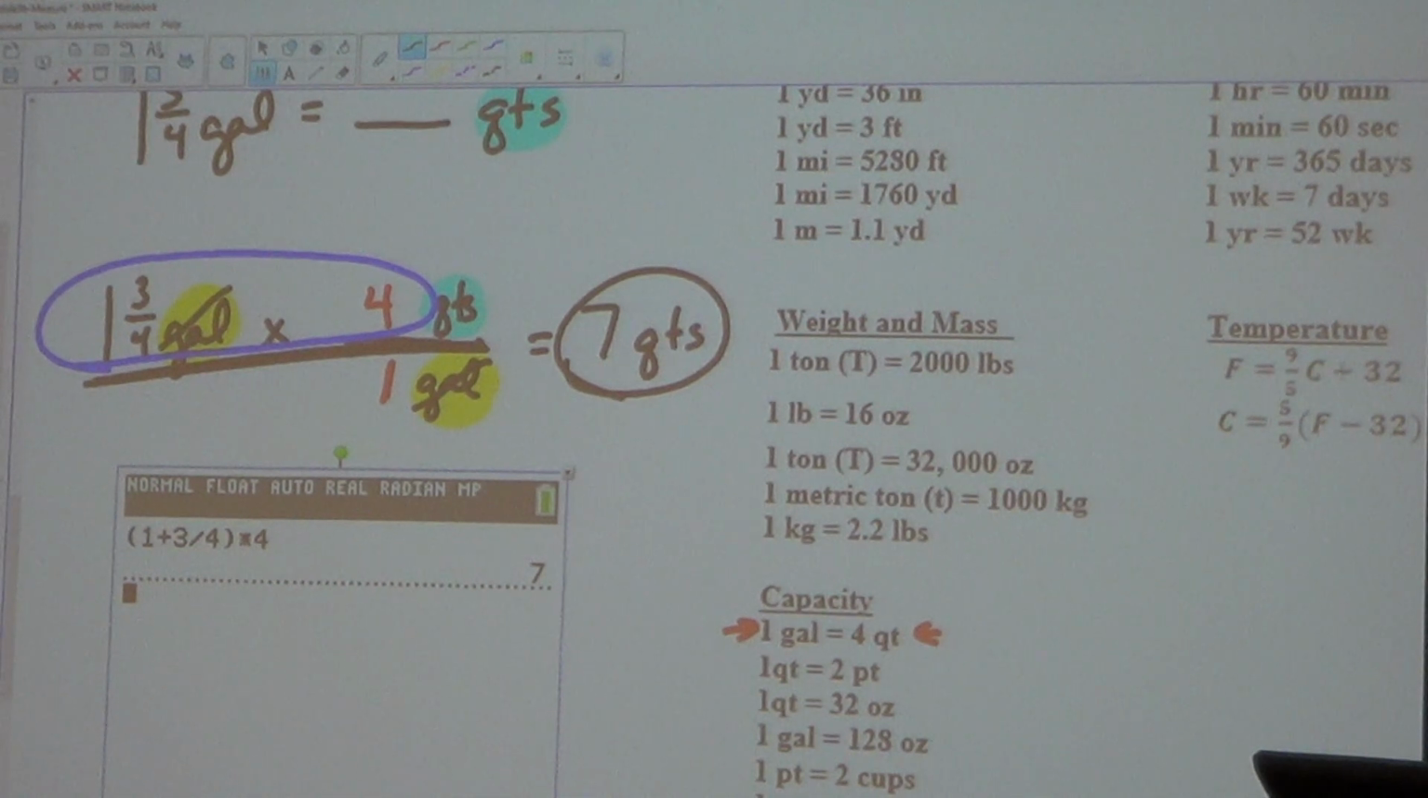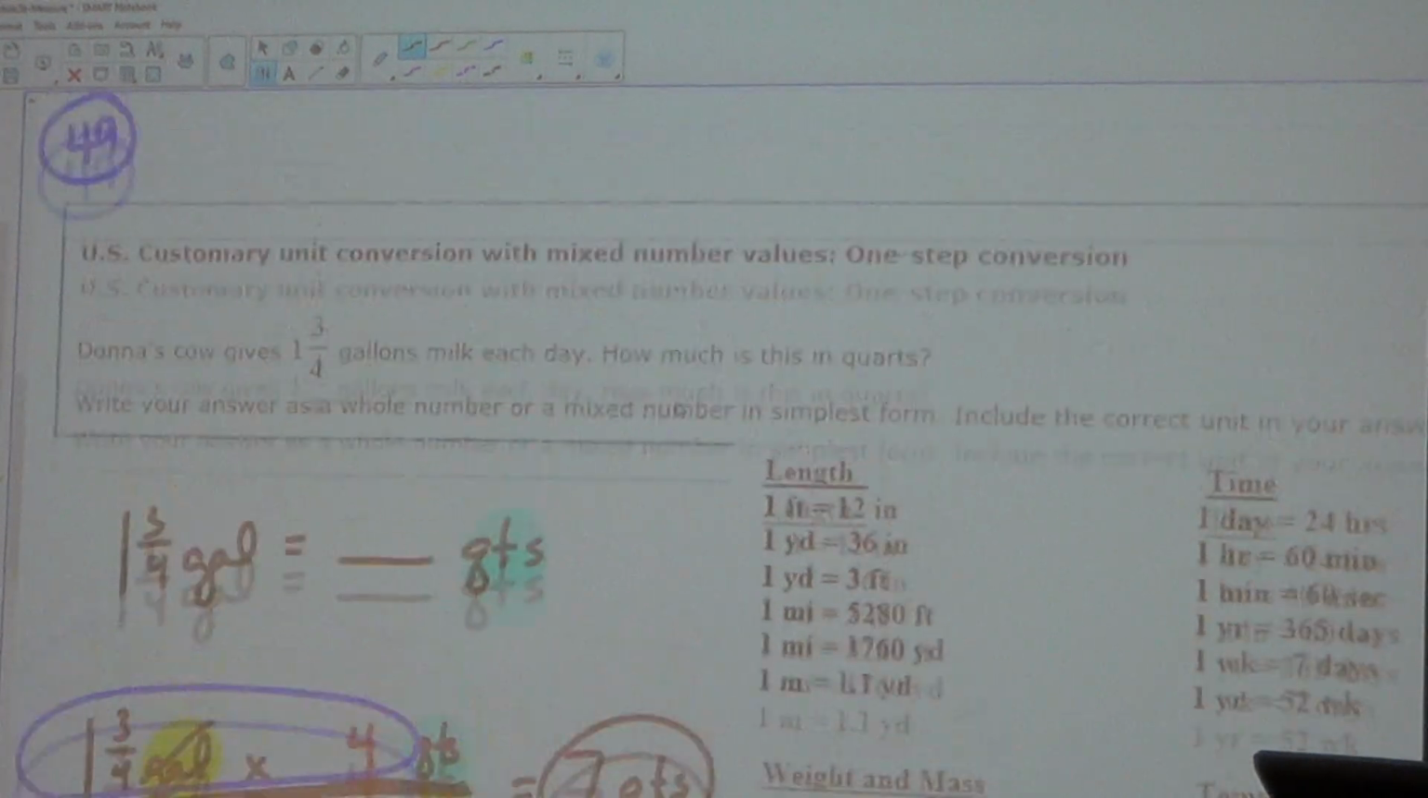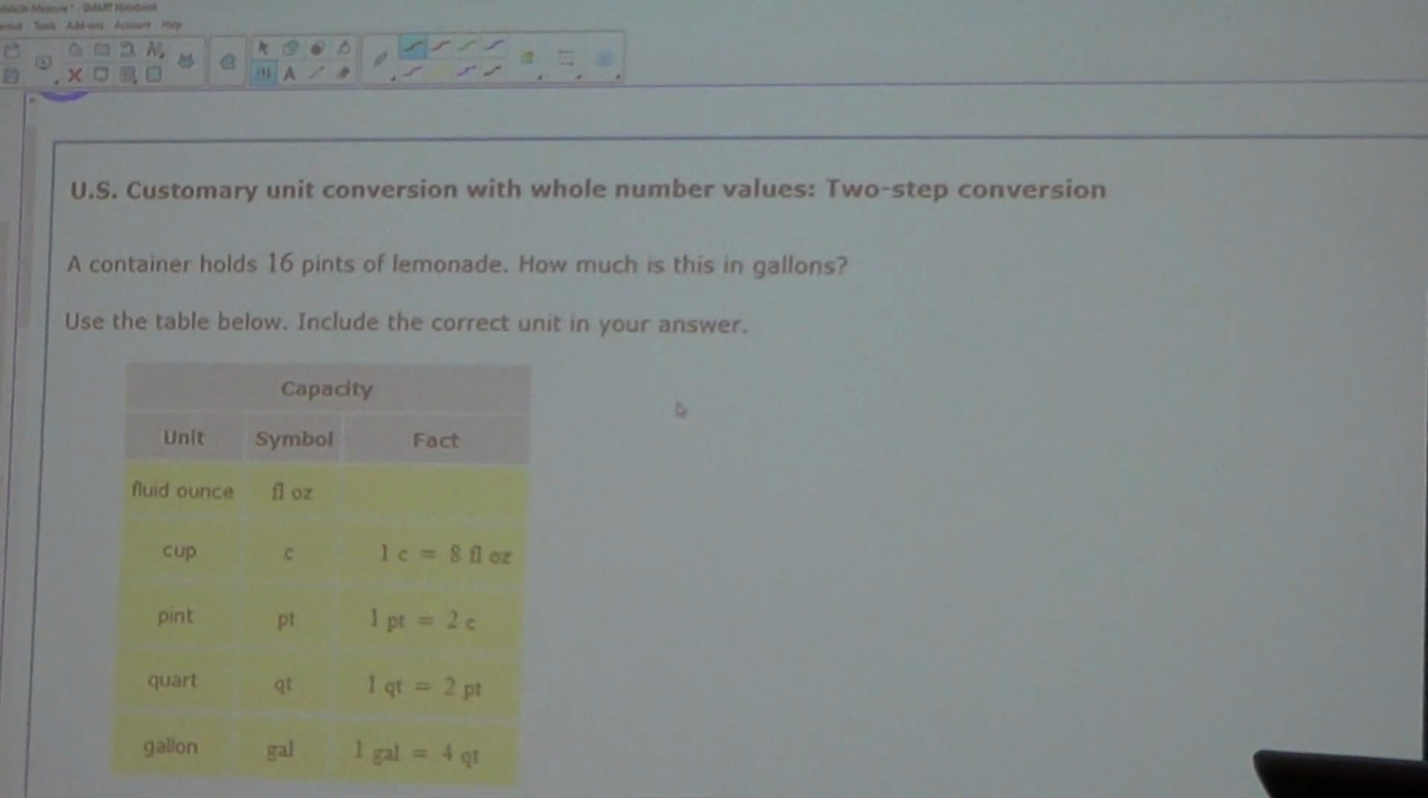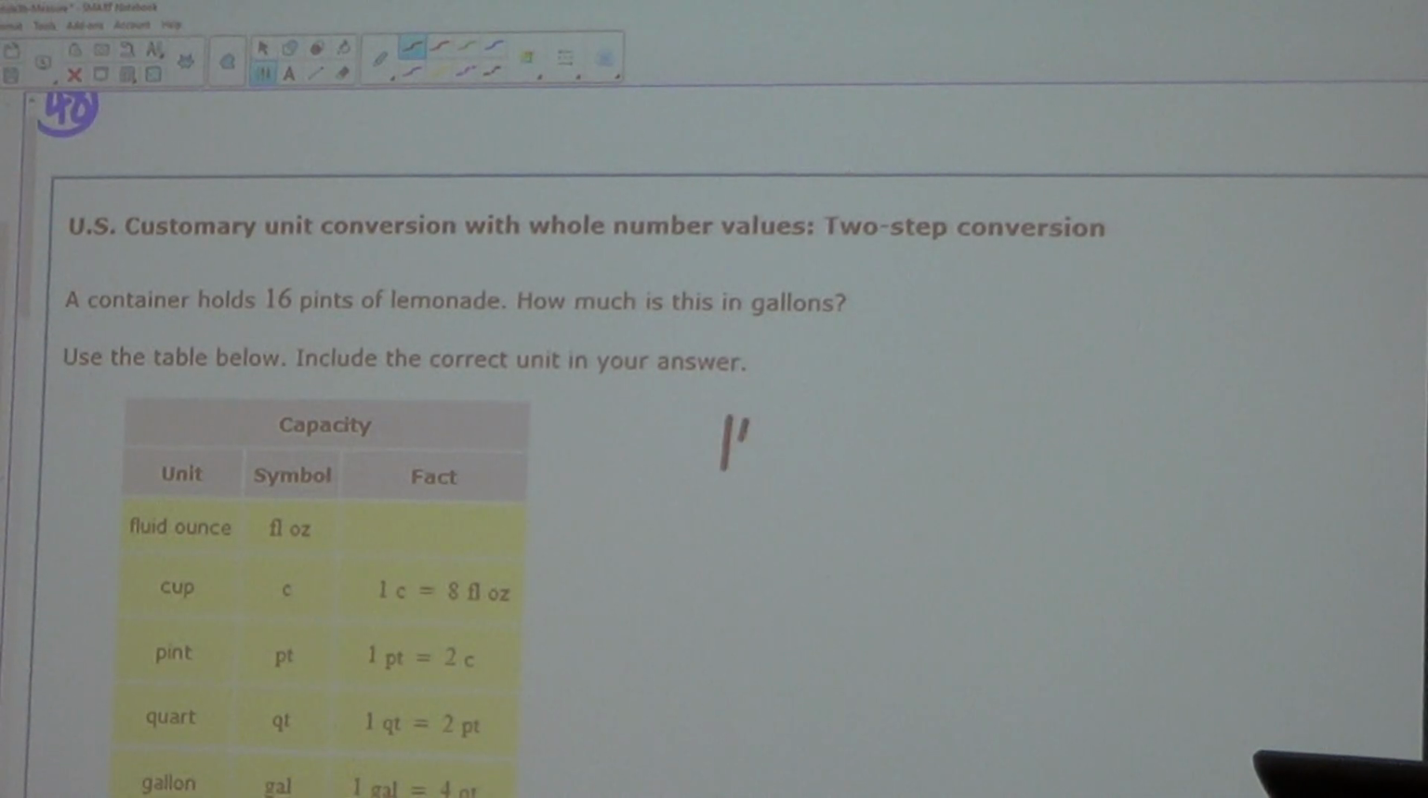You don't have to do any thinking. Everything lines up as long as you write it. Let's do another one. 16 pints equals how many gallons?